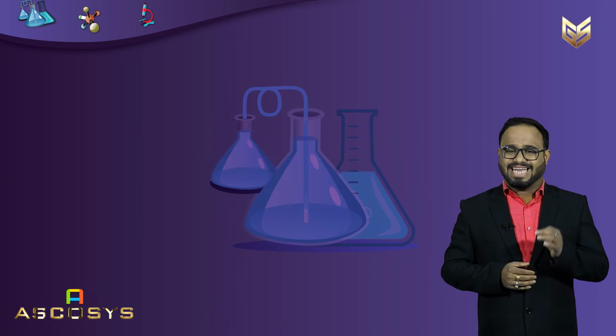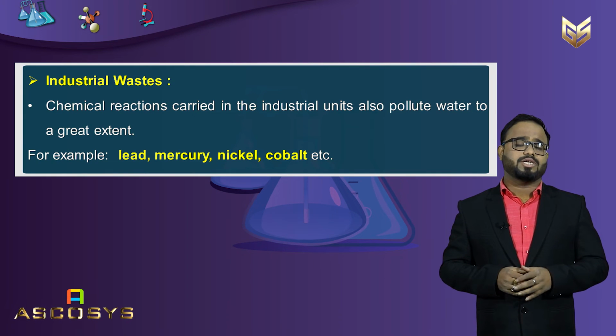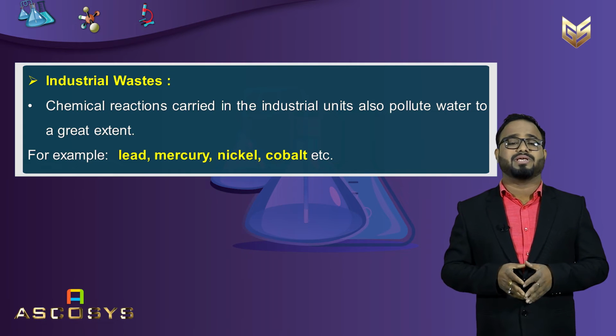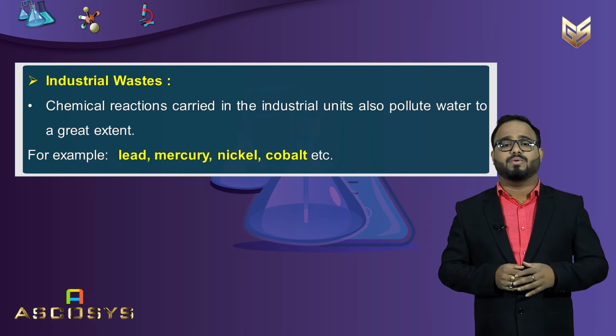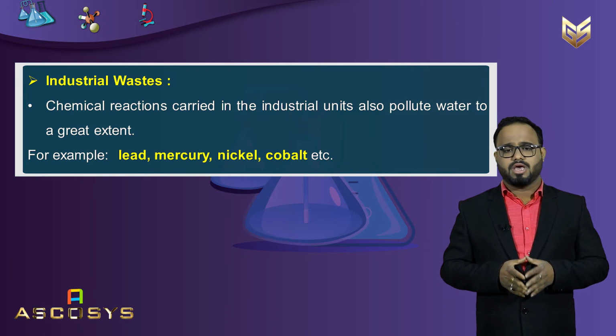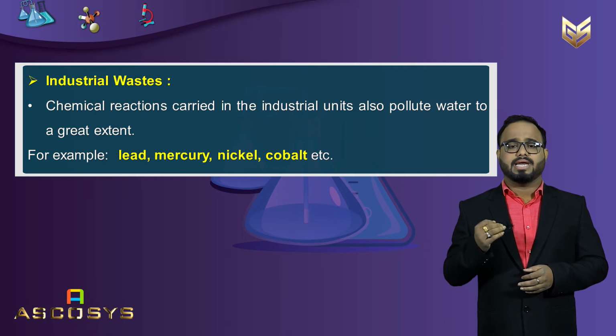Chemical pollutants. Industrial wastes. Students, industrial wastes are one of the most common phenomena in the present world. Now, what are industrial wastes? Chemical reactions carried in the industrial unit pollute water to a greater extent. For example, lead, mercury, nickel, cobalt, etc. These chemicals give very bad effect to the groundwater, and water bodies are polluted due to chemical reactions known as leaching. Organic chemicals like petroleum products also pollute many sources of water. Example, different kinds of oil spills in oceans.